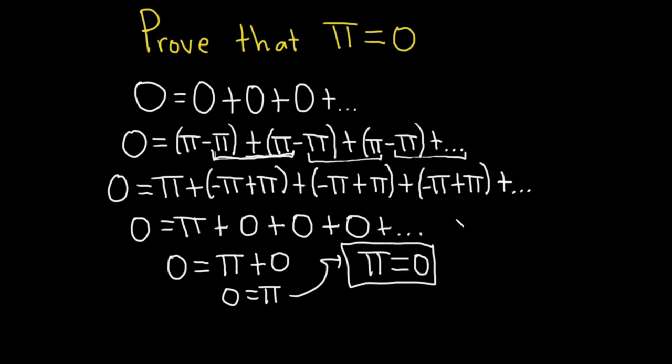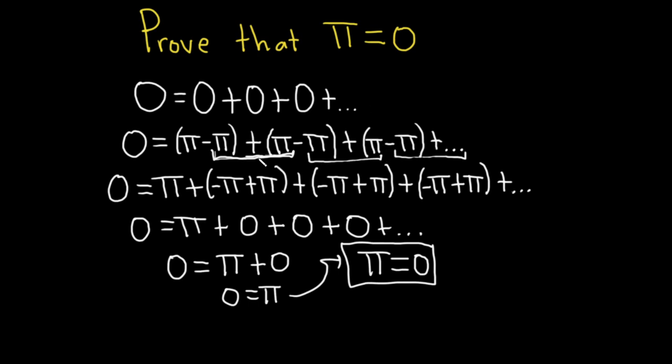So how can this possibly be, right? This is not supposed to happen. Pi is obviously not equal to zero. Pi is one of the most important numbers in all of mathematics. I mean, it's super key. And why did this happen?